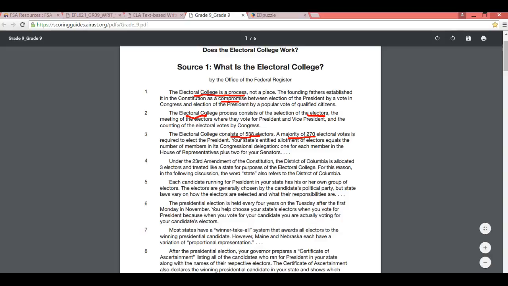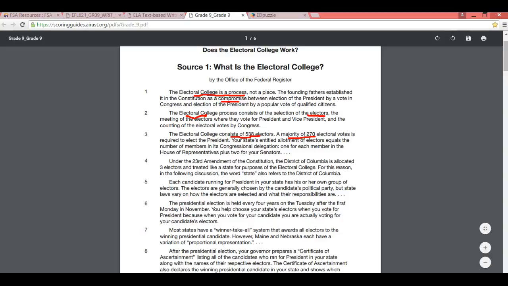So let's go ahead and head down to paragraph 4, is what we're on. Under the 23rd Amendment of the Constitution, the District of Columbia is allocated 3 electors and treated like a state for purposes of the Electoral College. For this reason, in the following discussion, the word state also refers to the District of Columbia. Each candidate running for president in your state has his or her own group of electors. The electors are generally chosen by the candidate's political party, but state laws vary on how the electors are selected and what their responsibilities are.